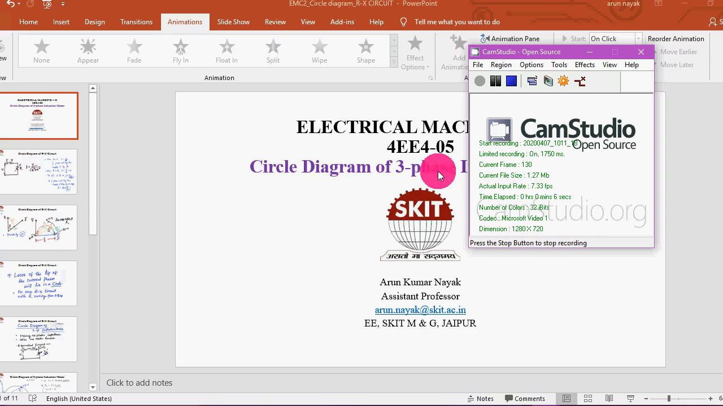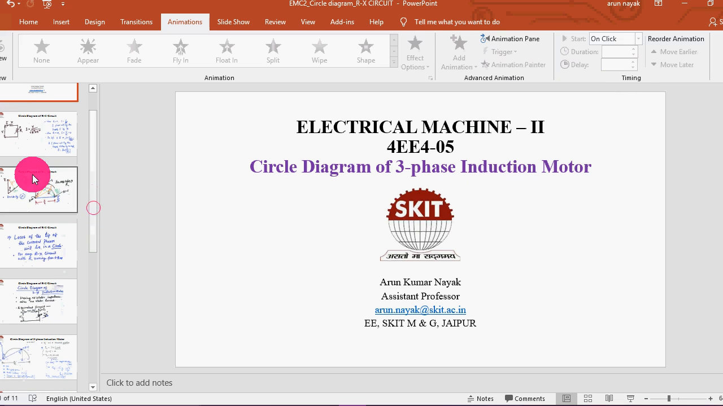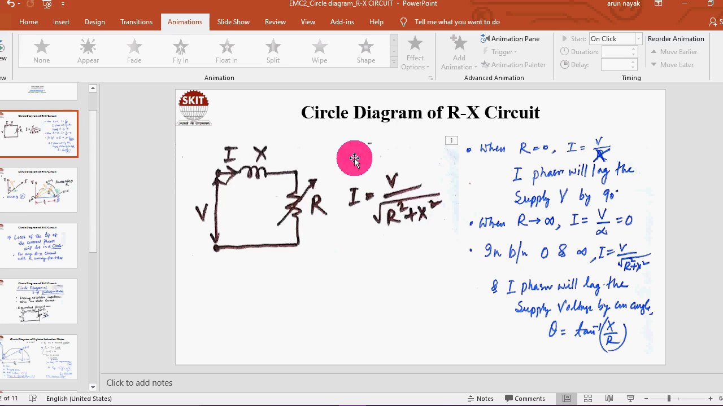Course code is 4E405. Myself Arun Kumar Nayak, and in the last lecture I was discussing the circuit diagram of three-phase induction motors. So let's start with this again. I have discussed till now the circuit diagram of a simple RX circuit. This was the circuit that I have discussed.